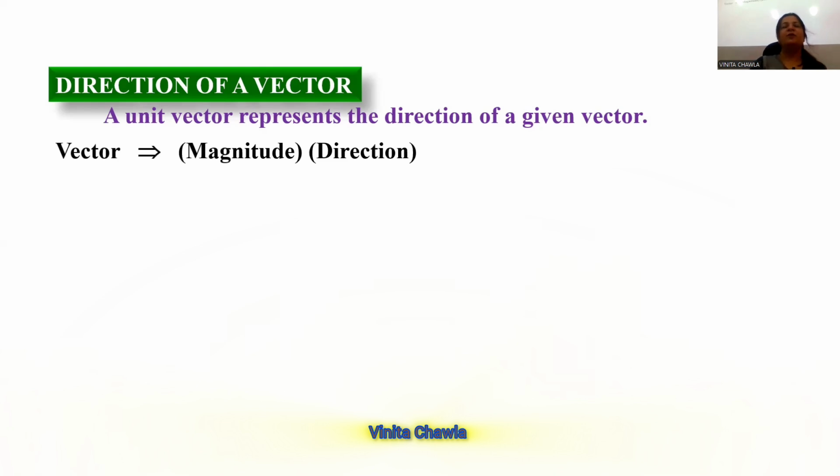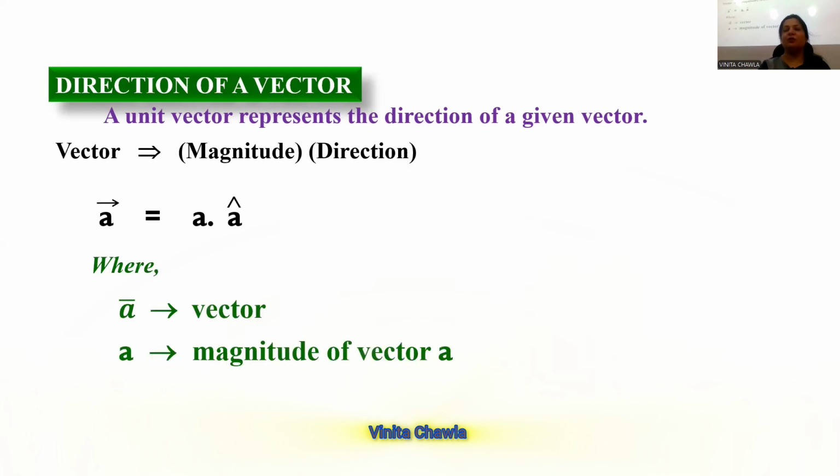And what is a vector? How do we write a vector? A vector consists of magnitude and direction both. We can write a vector as vector A is equal to A A cap. This A represents the magnitude and this A cap represents the unit vector along the direction of vector A. ठीक है, अब जो A cap है, direction of A cap is same as that of vector A. ठीक है, but it is of unit magnitude. Clear? So vector A is the vector, A is the magnitude of vector A, and A cap is the direction of vector A.